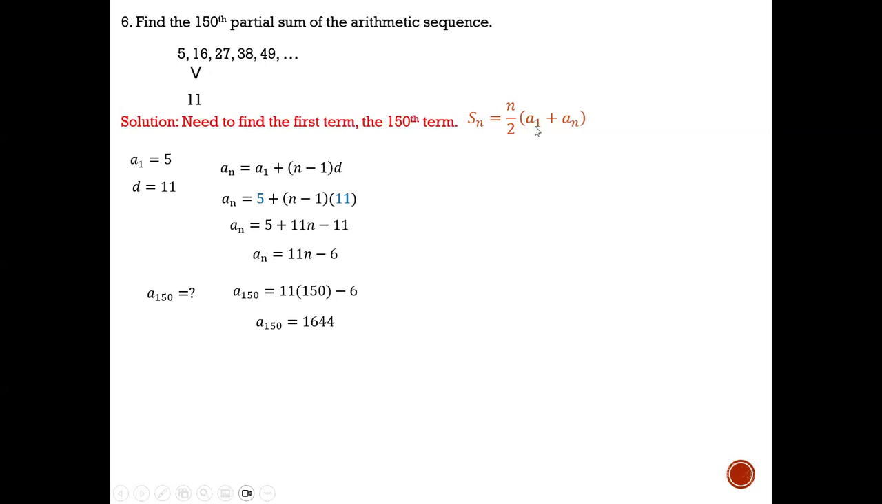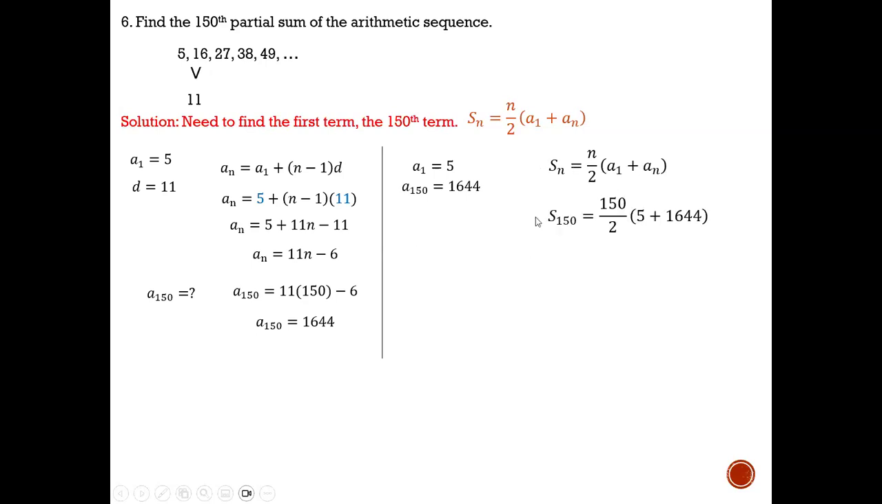So for the sum, I need the first term and the 150th term. The formula helped me get the 150th term. Now that I have it, I'm able to plug it all into the formula. So again, I have the first term, I got my 150th term. I'm going to use the formula to plug that all in. N is 150 over 2.